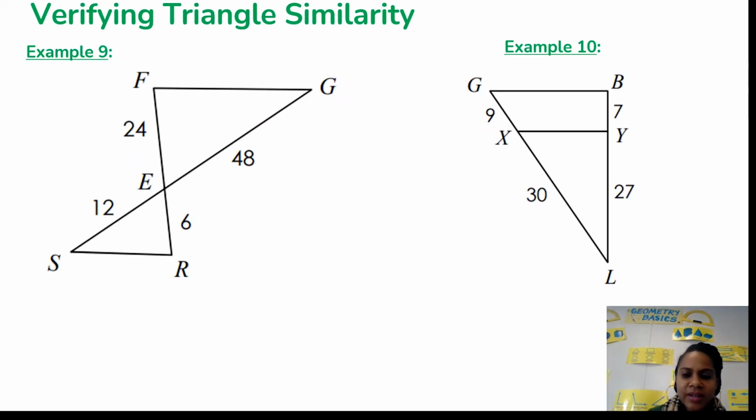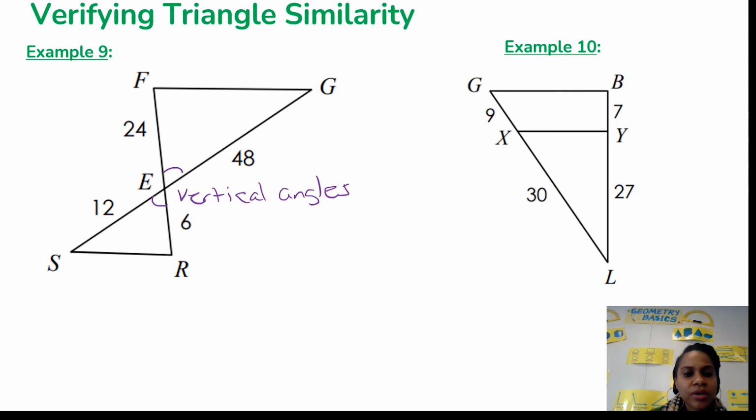Let's take a look at these two examples here. So example 9, we could already see that these two angles are congruent, and we know that because they are vertical angles. So we already have an included angle there. All right. And so next, let's look at our sides here.